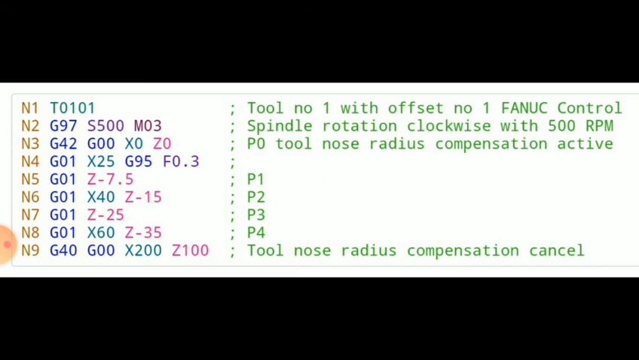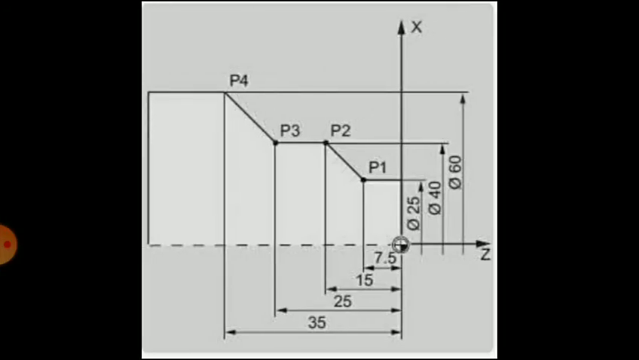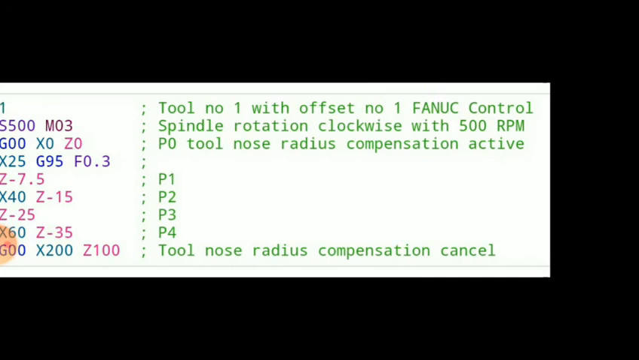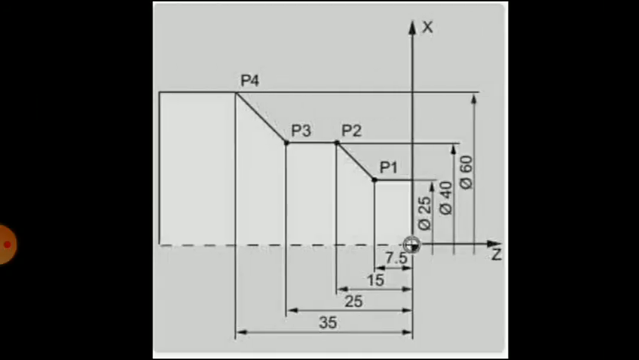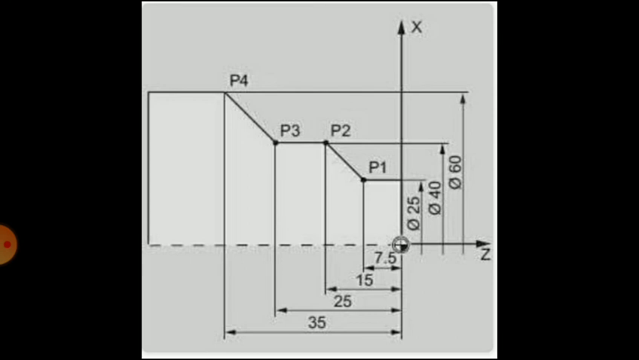X25. So you can see here diameter 25, and it is up to 7.5. It is Z minus 7.5, that is indicated in the next block. You can see here N5 G01 Z minus 7.5, which means diameter 25 is completed. So to make diameter 25 up to point P1, this block is given.